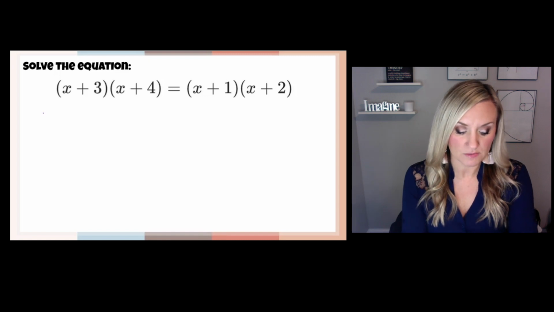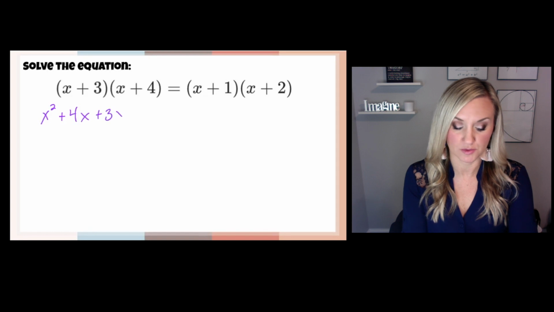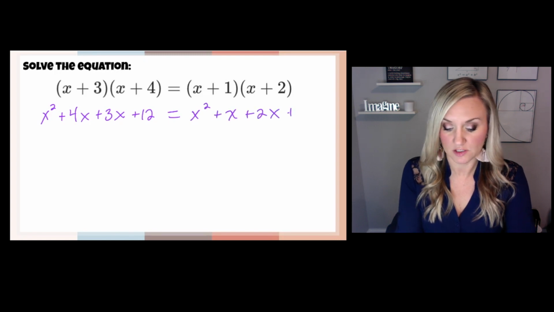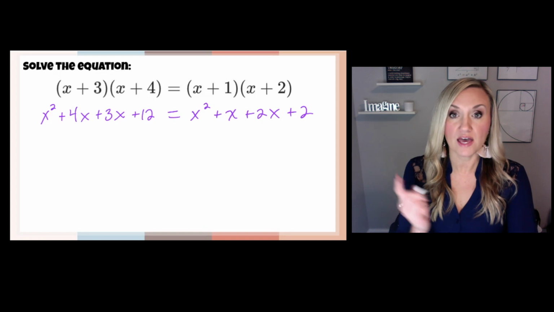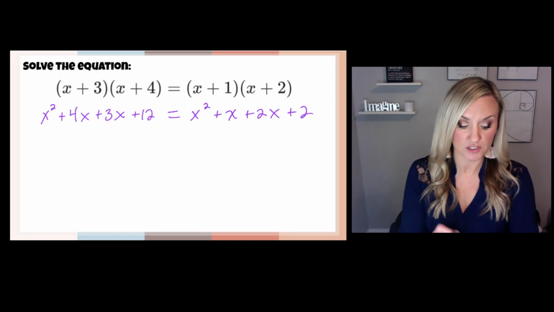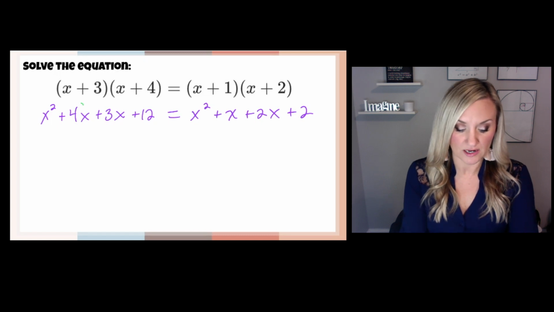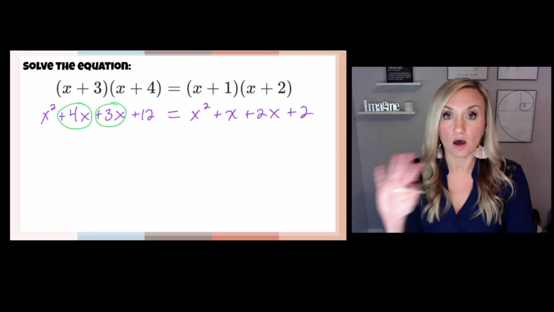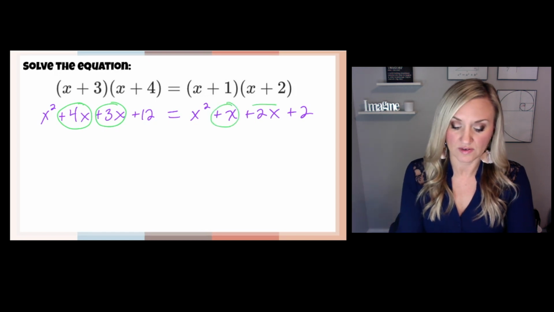I'm going to say first times first is x squared. Then the outers is 4x plus the inners is 3x plus the last are 12. And I'm going to do the same to the other side. So I have x squared plus an x plus 2x plus 2. And then I am going to look and see, do I have like terms on each side of the equation? And I do, right? We know that the 4x and the 3x are like terms. And on the other side of the equation, we know that we have an x and a 2x.